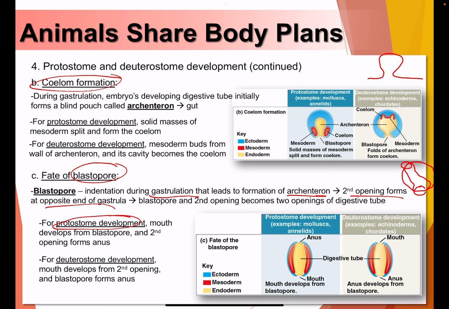For deuterostome development, the mouth develops from the second opening, and the blastopore forms the anus. So it's just opposite in terms of which is the mouth and which is the anus. Again, for protostome development, the blastopore forms the mouth, whereas for deuterostome development, the blastopore becomes the anus, which means the second opening up there becomes the mouth.